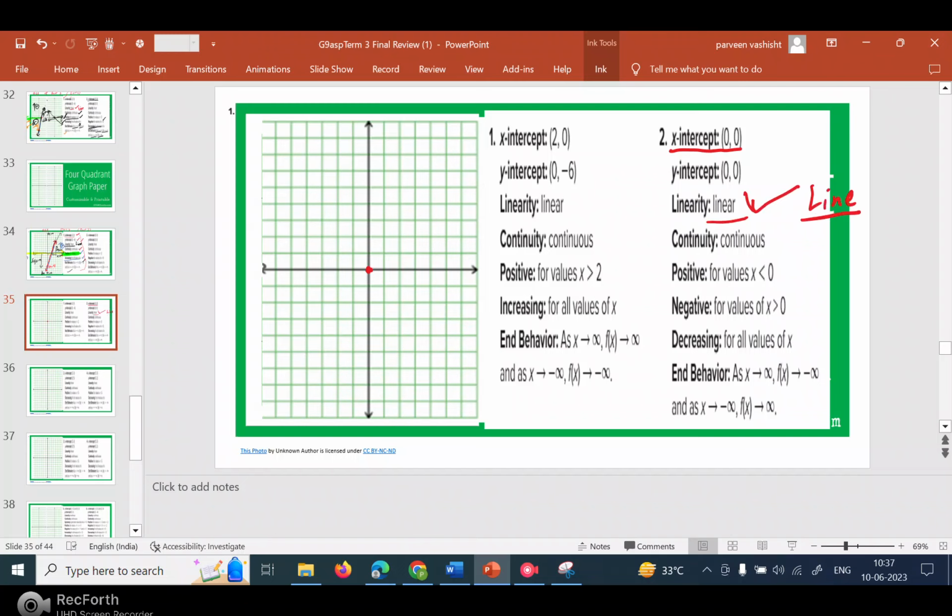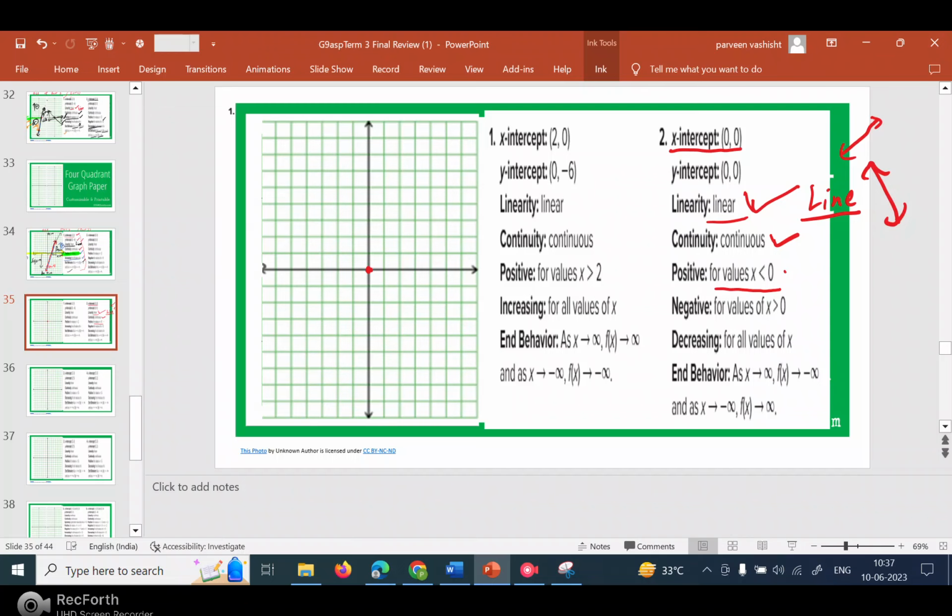Linearity, line. It should be a straight line. Fourth thing I want to see, continuous means there will be no break. It will be a straight line, either up or down. Let us see, will it be up or down.